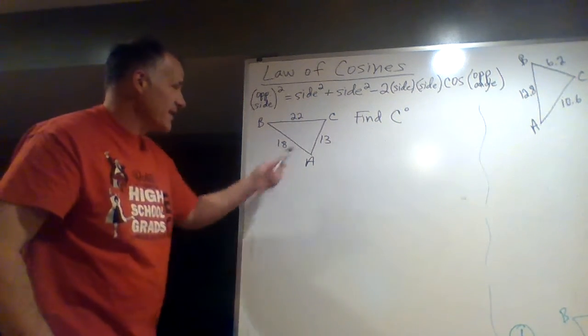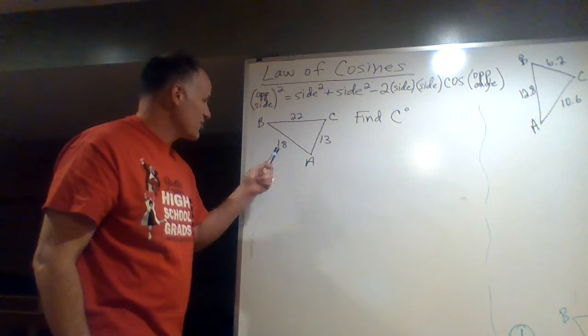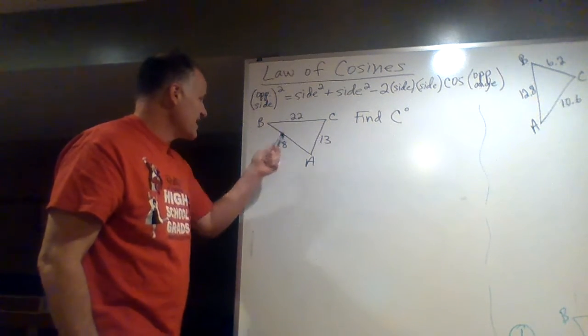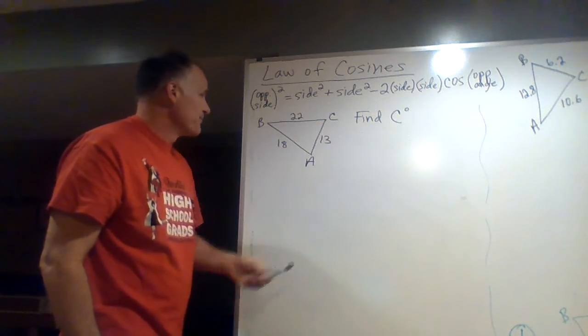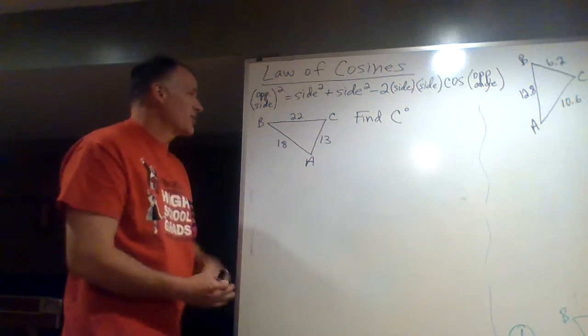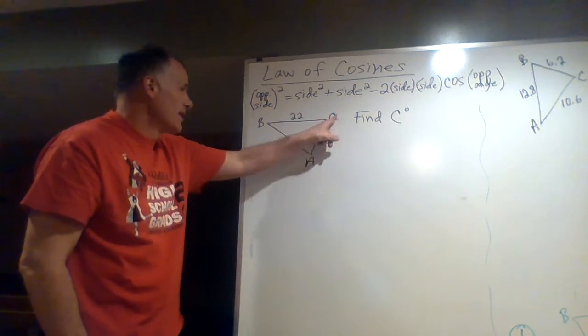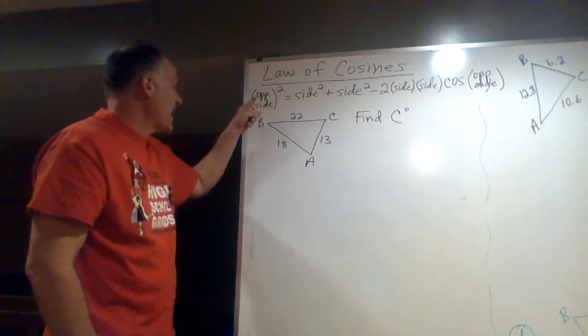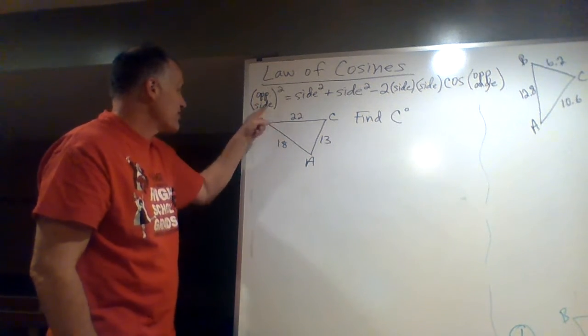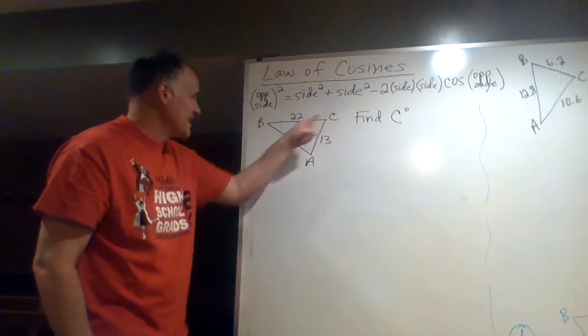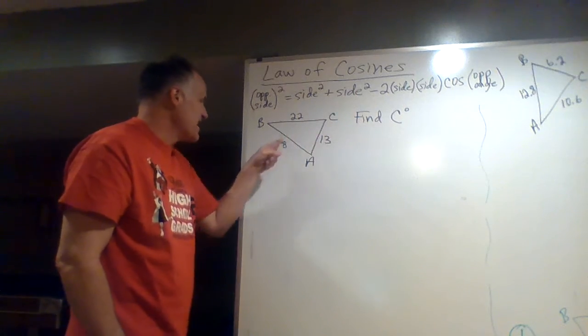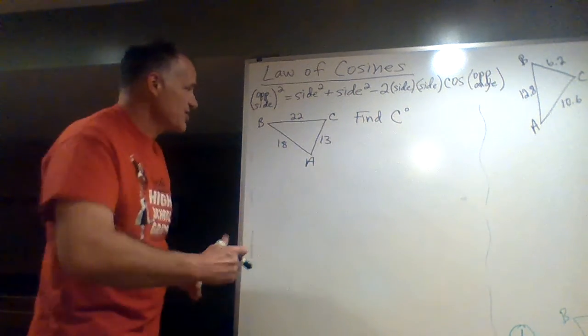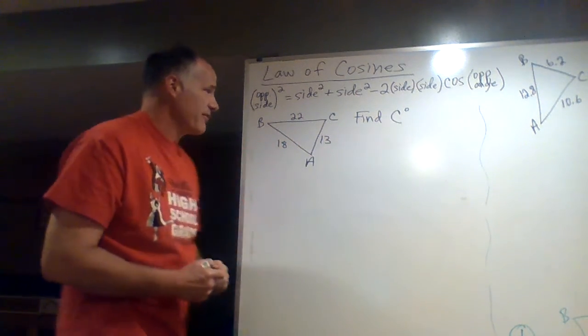The problem here has three sides: 18, 22, and 13. And I want you to find angle C. So again, here's angle C. Remember, the opposite side goes first on the left side of the equal sign. So 18 is across from angle C, because that's what I want you to find.